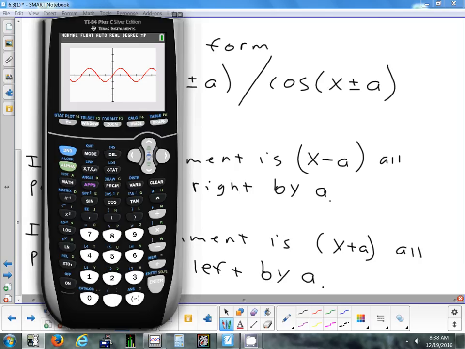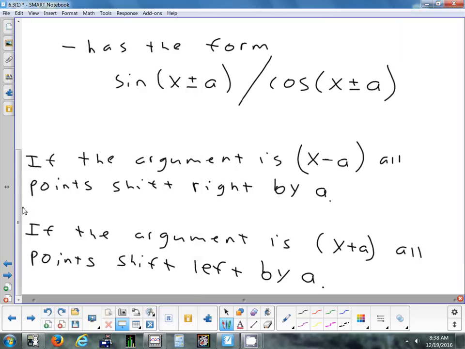That doesn't prove it, but what it suggests is that sine and cosine are phase shifts of each other. And they really are. They are phase shifts of each other by 90 degrees. So what that means is anything you can graph with cosine, you could graph it with sine too. You just have to shift it a little bit.